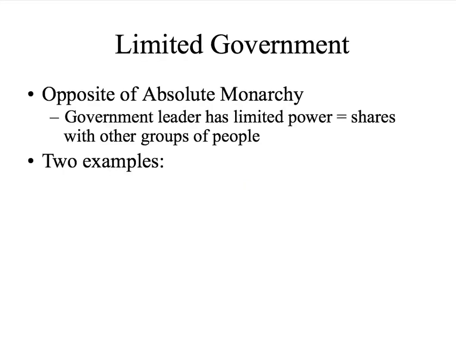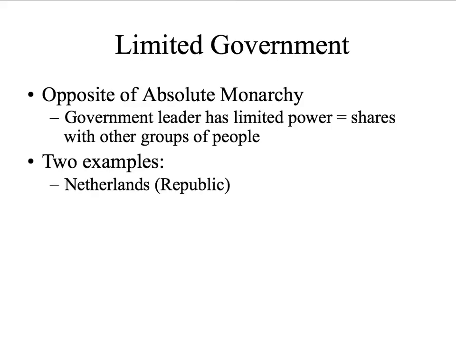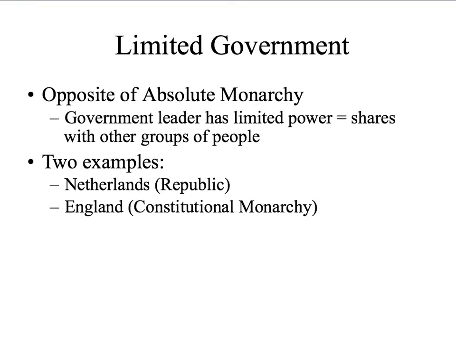There are two big examples of limited governments in Europe during this time. The first is the Dutch Republic in the Netherlands, and the second is the constitutional monarchy of England. Tonight we will be looking at the Dutch Republic, and the rest of the week in class we will be reading about England.